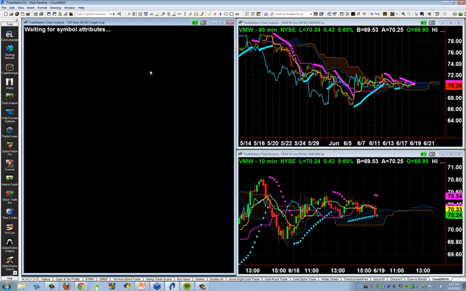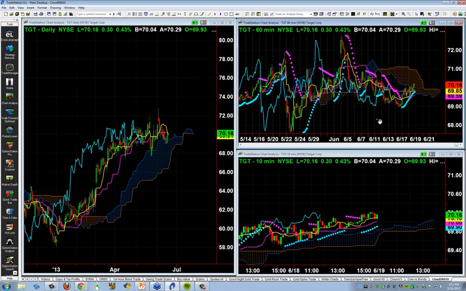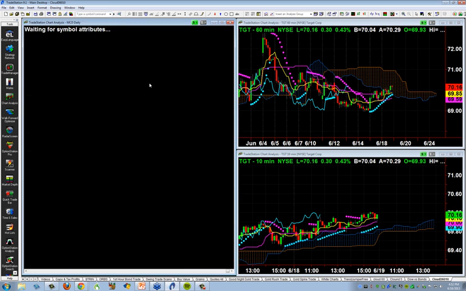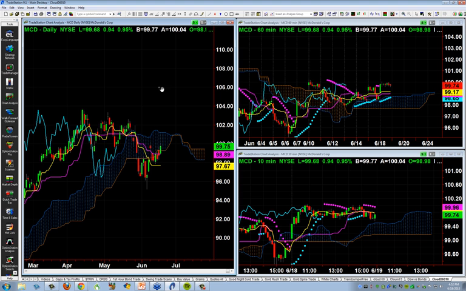TGT. Target looks good. You got a good little bounce off the cloud here. So price action into the cloud, bounce. I would wait for the 60-minute to give you a good long signal, but overall Target looks good. MCD, we already covered that one. It's below the cloud, but you got a little lagging line hook, so you got to be careful on MCD.